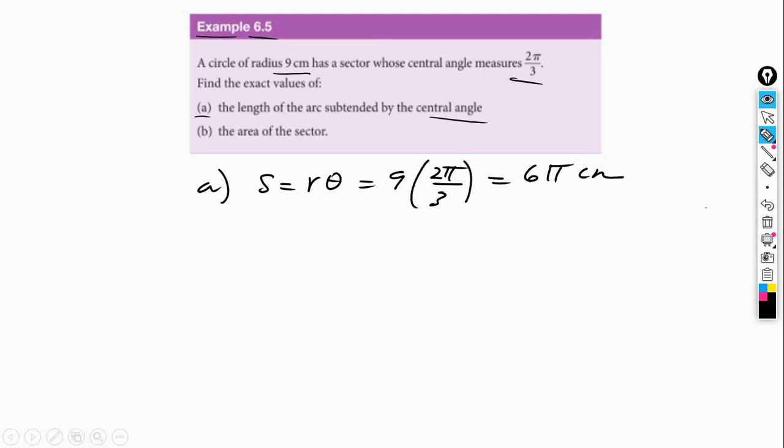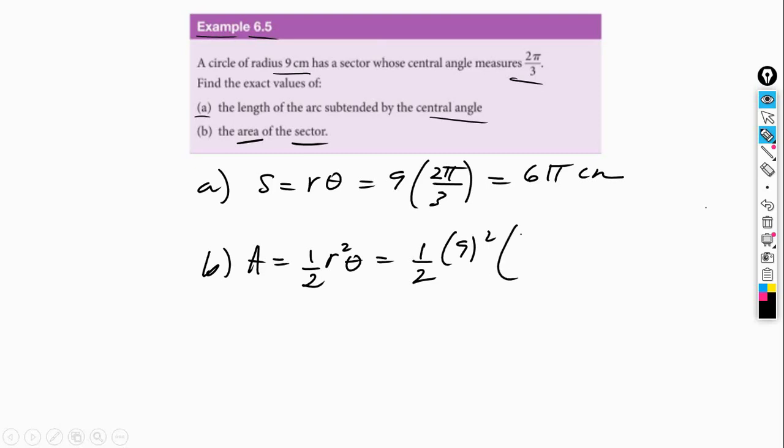For part B, they want us to find the area of the sector. We just said that the area is going to equal 1/2 r squared times theta. And then in this case, 1/2 times 9 squared times 2 pi thirds. And if we do the math here, this is going to give us exactly 27 pi, in this case, centimeters squared.